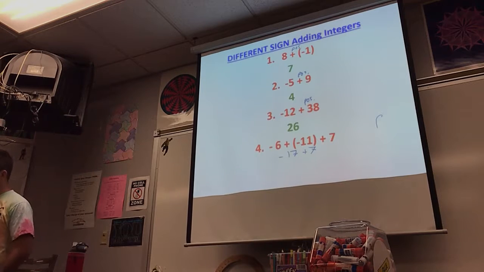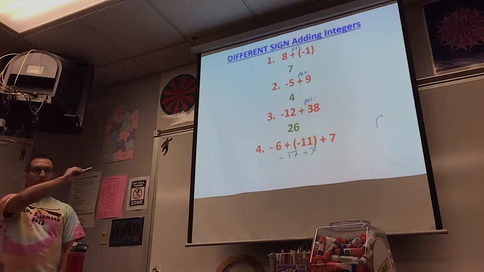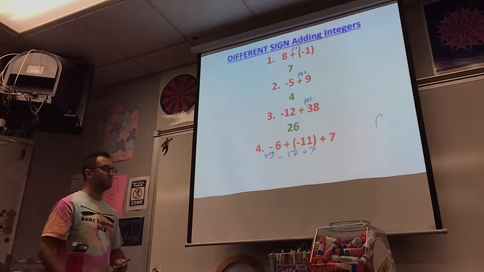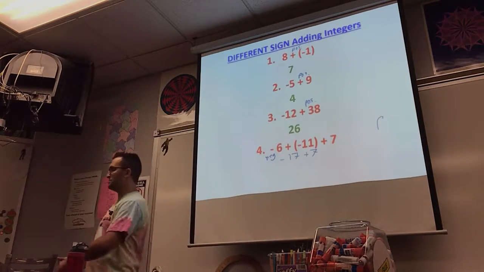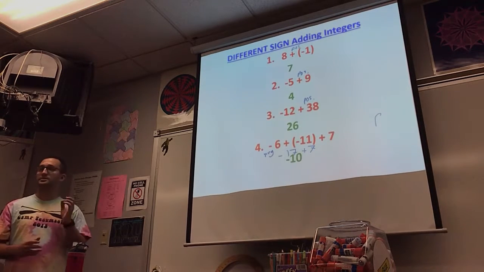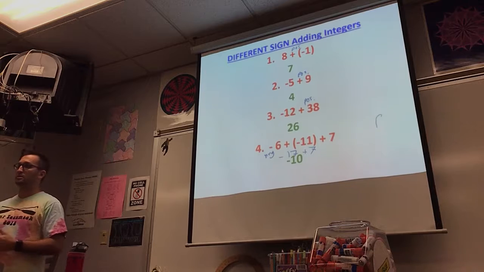Now these are different signs. What do we do? You subtract and we keep the sign of the bigger one. Which one's the bigger one? Negative. So we keep the sign of the bigger one, we get -10. Okay? Questions on these four? Now we're going to do some mixed ones.